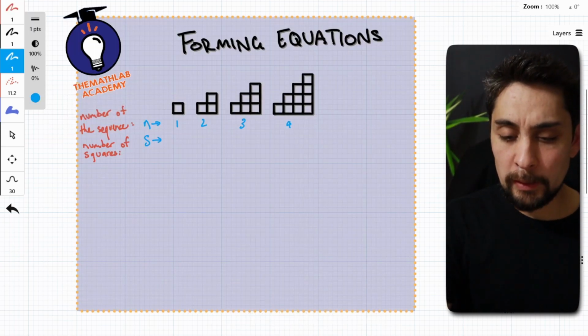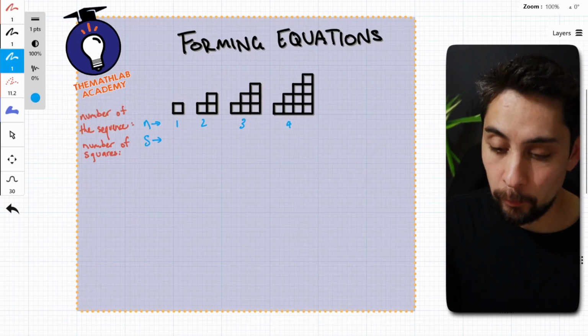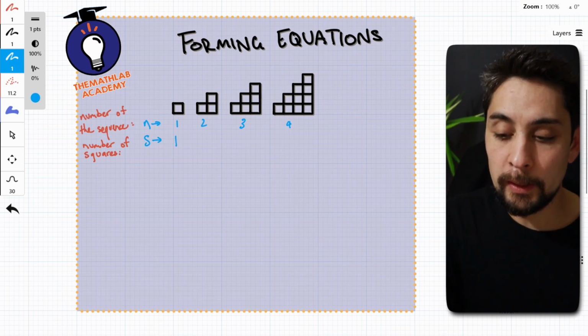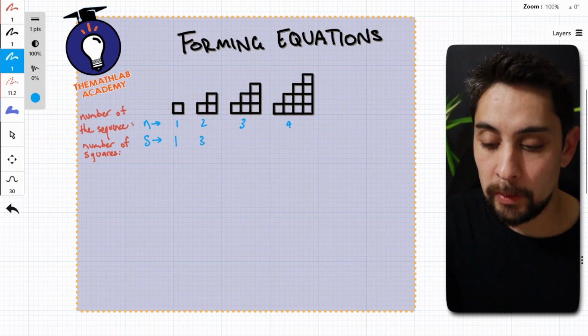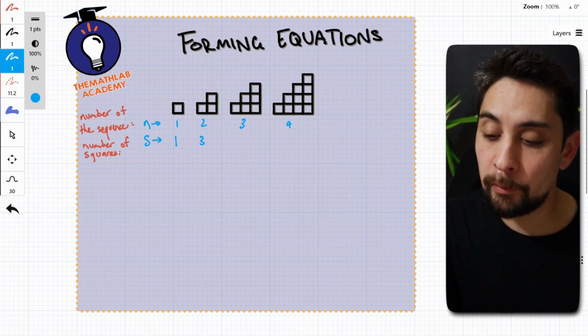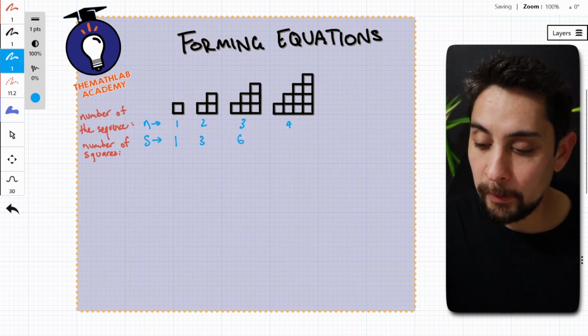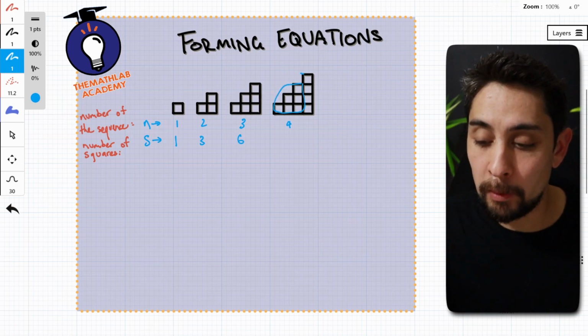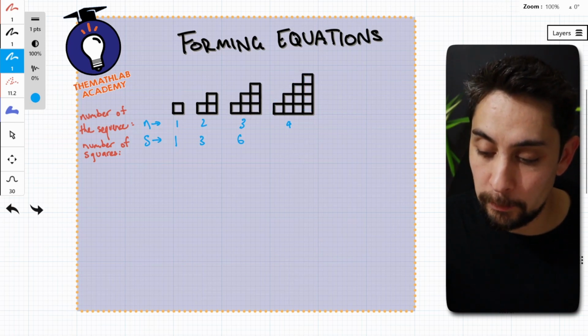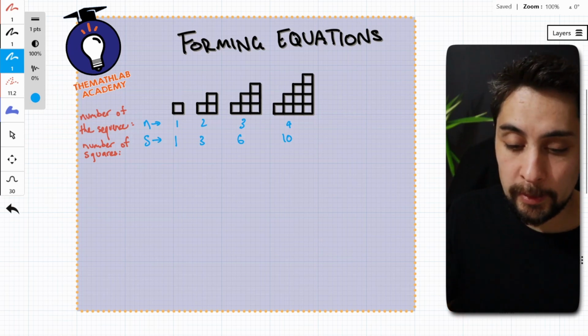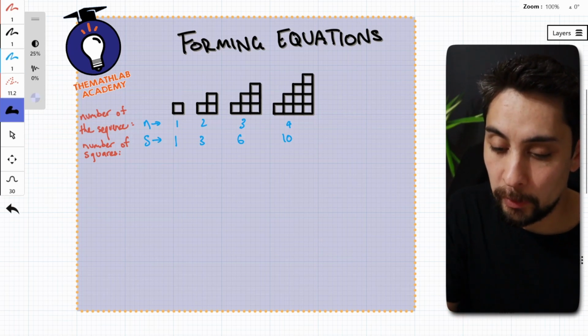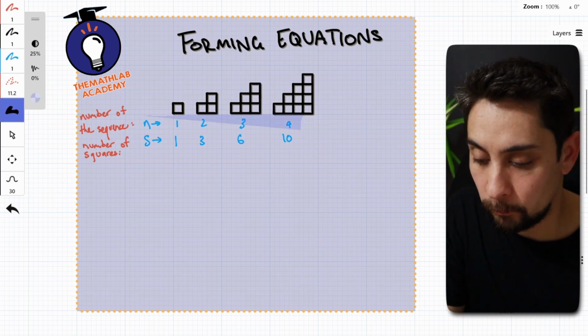In the first pattern here, we see that we have 1 square. In the second, we have 1, 2, 3 squares. In the third, we've got the original 3 plus 3 more, which is 6, not 3. And in the fourth, we have the original 6 plus 4 more. So that's going to be 10. Okay, so that is our table. I'm just going to give that a nice border so it's easier to focus on.